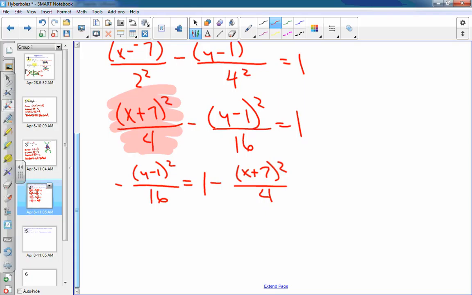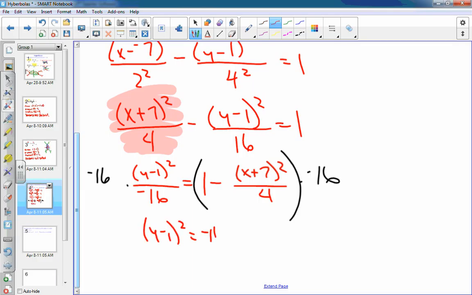Okay, where do I put this negative? Does it matter if I put it to the top or the bottom? So where would the logical place be to put this? I would put it in the bottom with the 16. It makes everything a whole lot easier. So if I put that negative with the 16 in the bottom, how do I get rid of that negative 16 now? I'm going to multiply both sides by negative 16. So I have y minus 1 squared is equal to negative 16 times 1, parenthesis, x plus 7 squared all over 4.